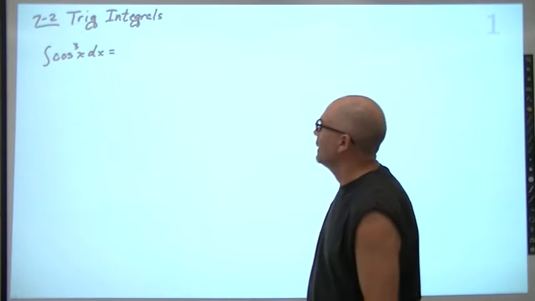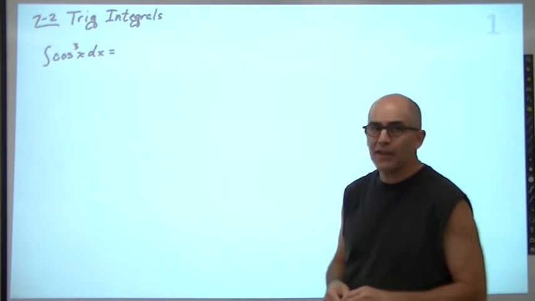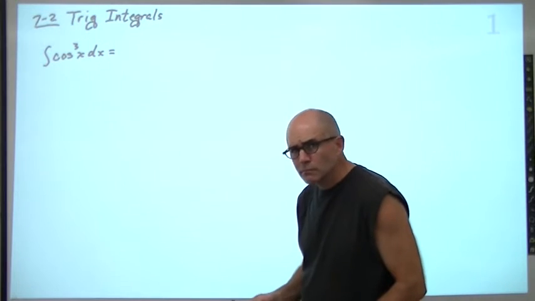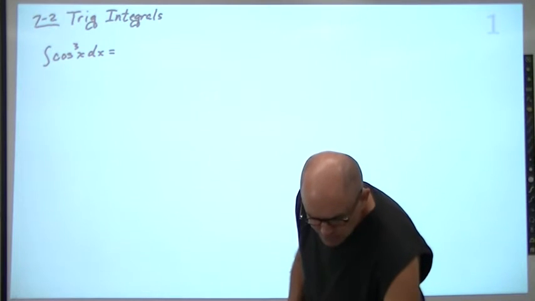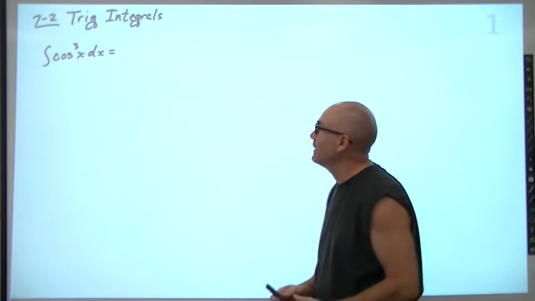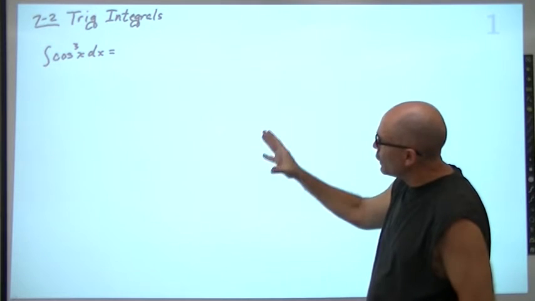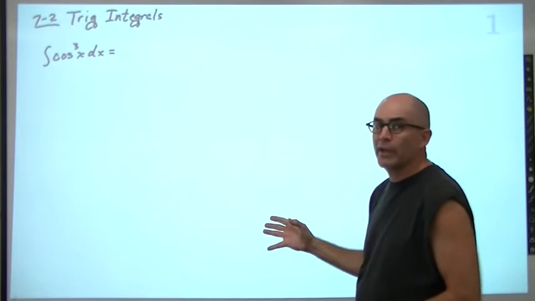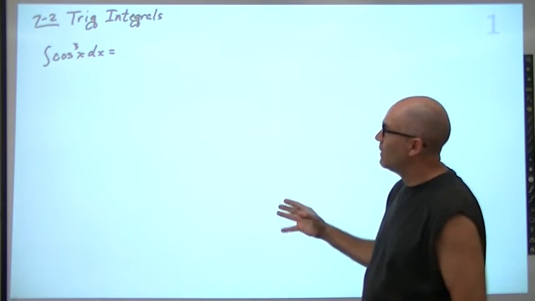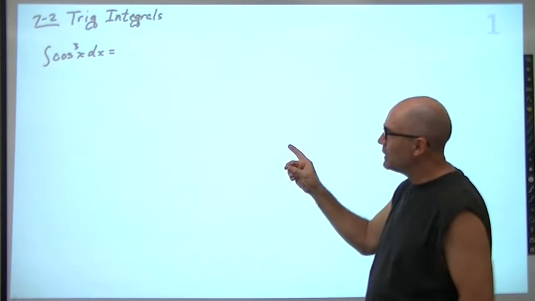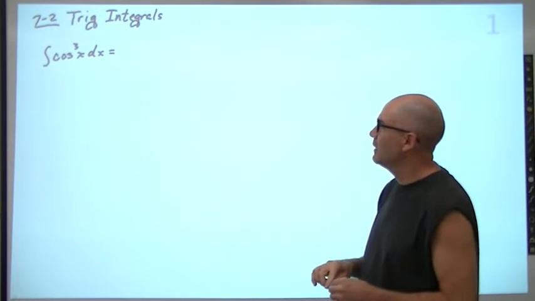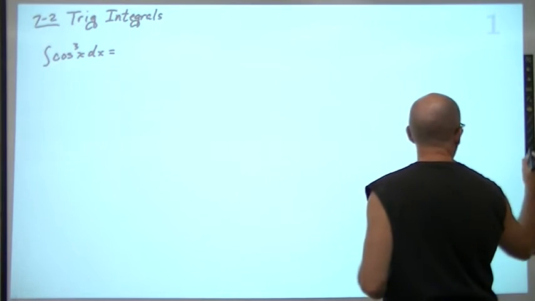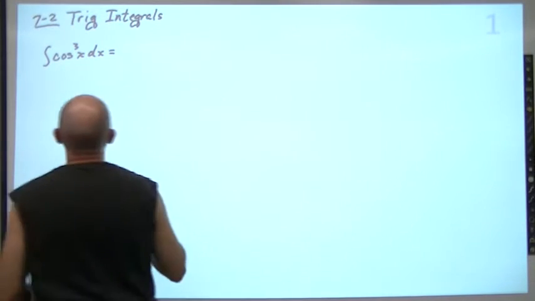Trig integrals. Now, these things are going to be some major rock and roll. So get ready. Okay, now, the integral of cosine cubed x dx. What are we going to do with that? Well, I notice that cosine cubed x equals cosine squared x times cosine x. So, let's just make that substitution.